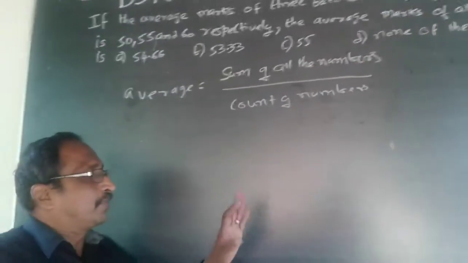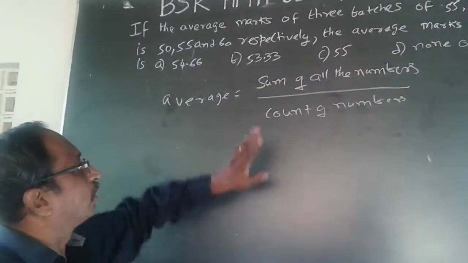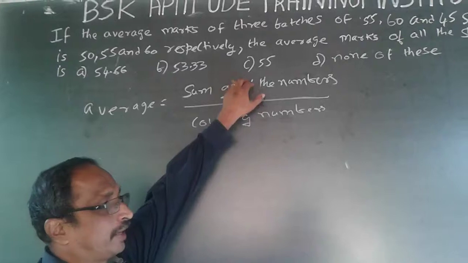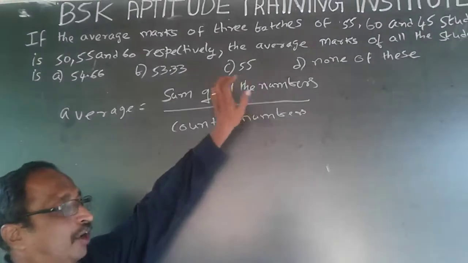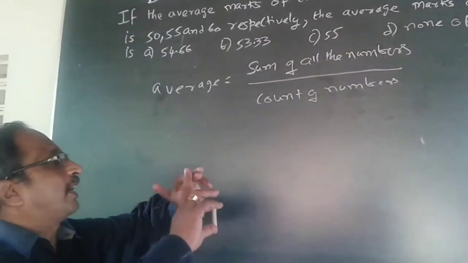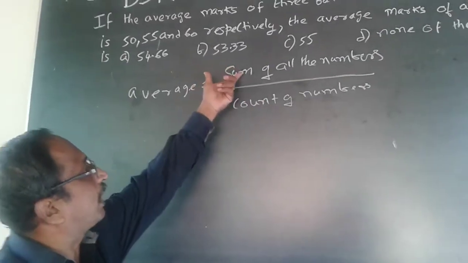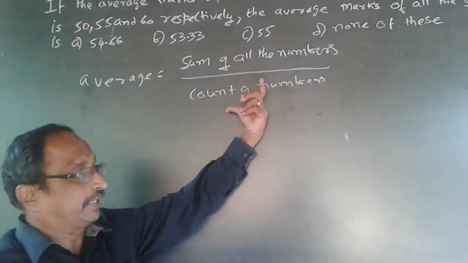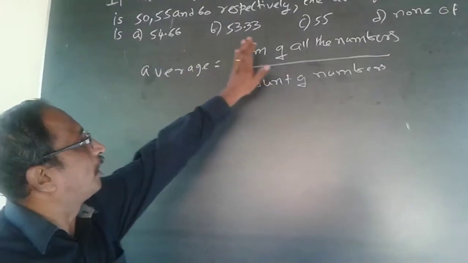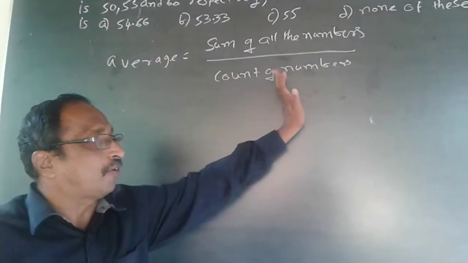Supposing there are 3 numbers, say 10, 20, 30. So 10 plus 20 plus 30 will come here. Count is 10 is 1, 20 is 1, 30 is 1, so 3 will come here. So it will be 10 plus 20 plus 30 divided by 3. So that is the average: the sum of all numbers divided by count of all numbers.